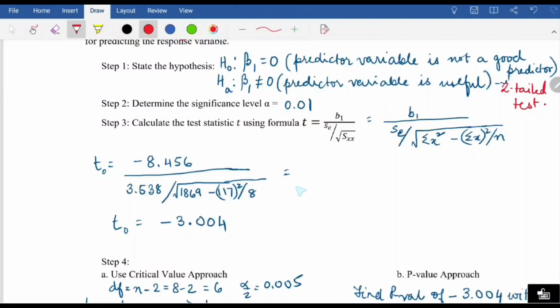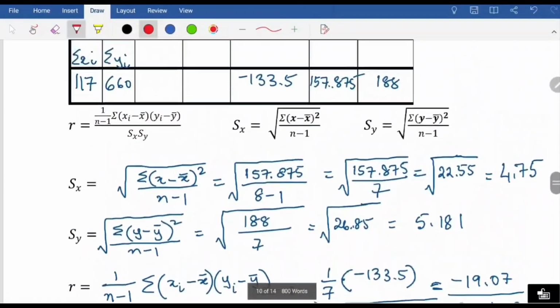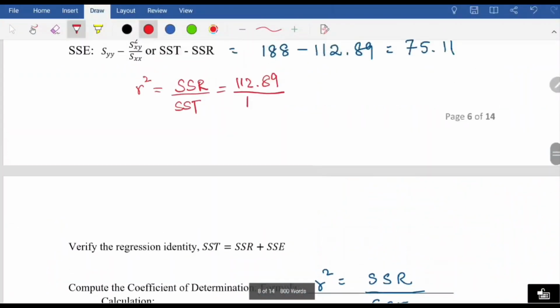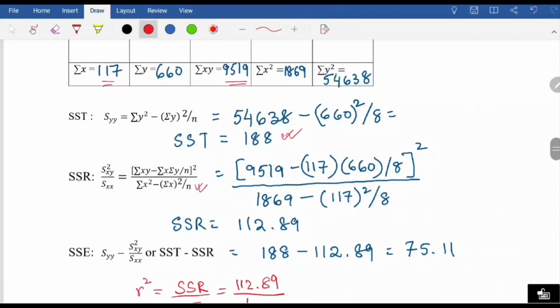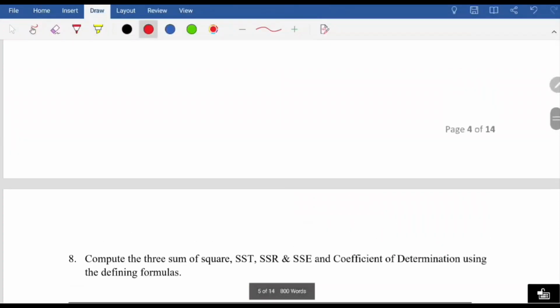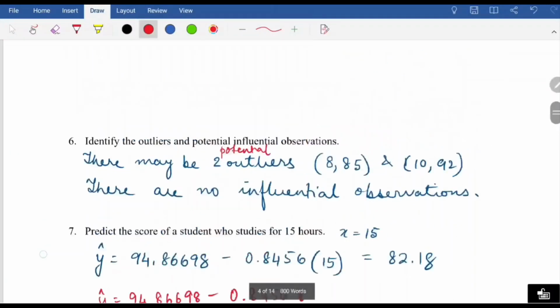S sub XX should have a value if you look up. So you have to take the square root of S sub XX, but the formula for S sub XX is sigma x squared minus sigma x whole squared divided by n. So if you go up all the way, S sub XX, all right, this is the defining formula. Let me just show you where we worked it. We'd worked it here to find SSR, and also previously we found S sub XX a few times.